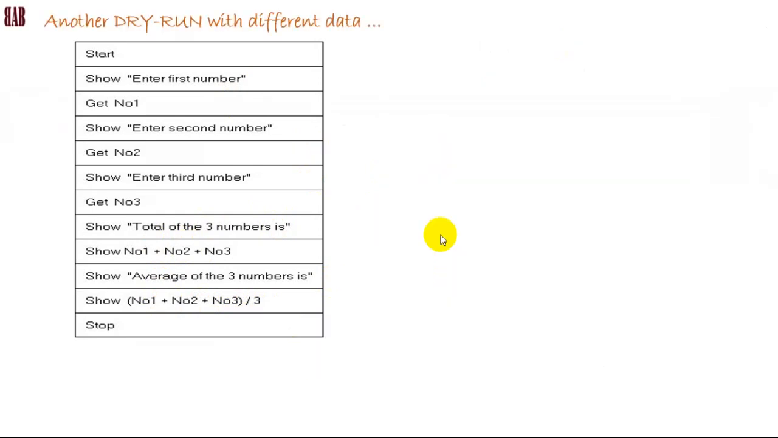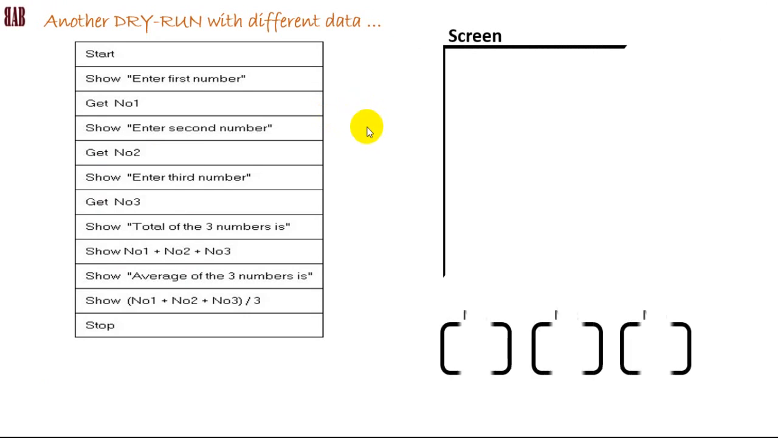So now, here we are going to try another set of numbers for the same NS chart, the same number 1, number 2, number 3, taking that and getting the total and the average. So once again we need the screen and the 3 variables. So let's start off. Start, go to this, enter first number as usual, whatever is within double quotes is displayed exactly. So enter first number. Then you go to the next line to get the number into number 1. So the user will type, let's say 3, and enter, the 3 goes to number 1.